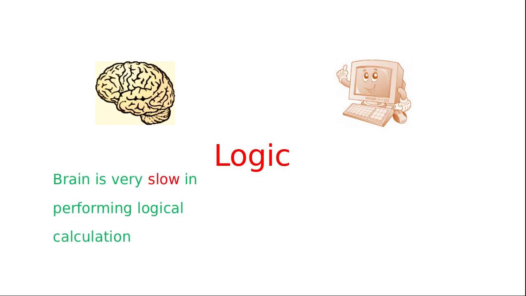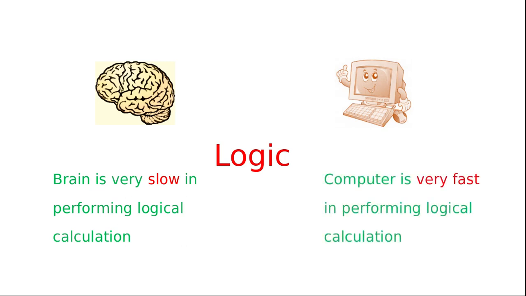Brains are very slow in performing logical calculation. Why is that? If you give the brain some logical or mathematical operation to perform, the brain is much smarter, but it will take a huge amount of time. If you give the same problem to a computer, it will do it very fast. Suppose you give the brain a very long 100 digit number to multiply by another 100 digit number. It will take a huge amount of time, and erroneous results may come, but computers are very fast and very good at logical analysis and any kind of mathematical operation.